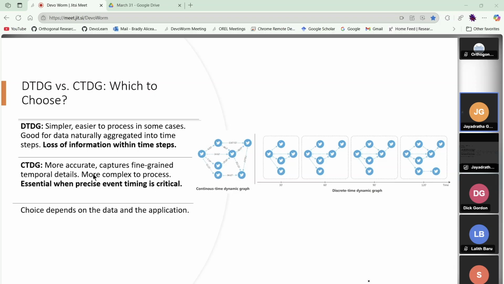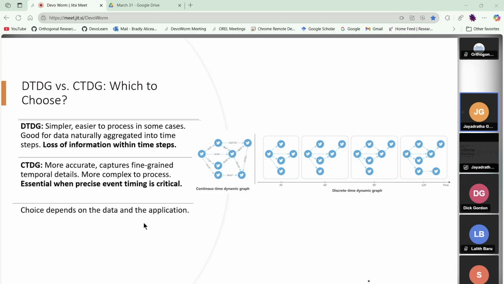But the problem with it is loss of information in intermediate steps. If new edges are coming, or they go away again, we cannot track that. We just miss that information. For CTDG, it will be more accurate. It captures fine-grained temporal information, but the problem is it is more complex to process. It is essential when we need precise event timing. So the choice depends upon the data and the application.